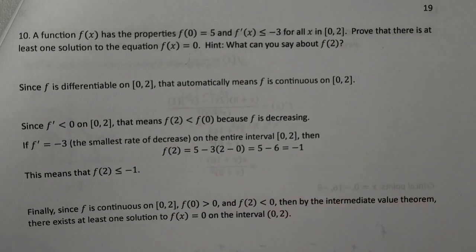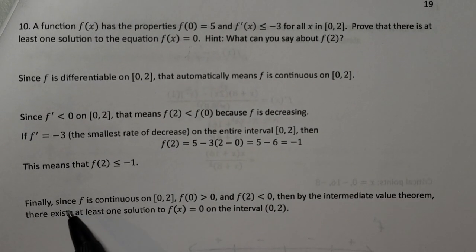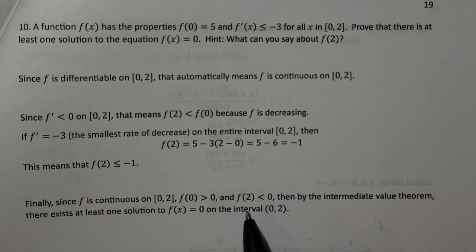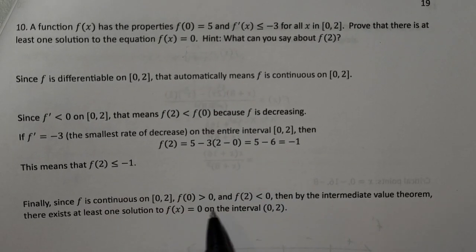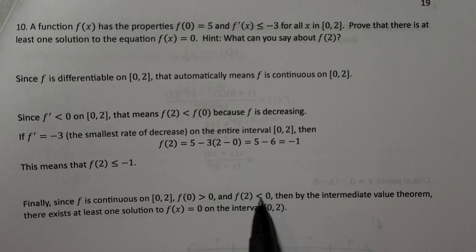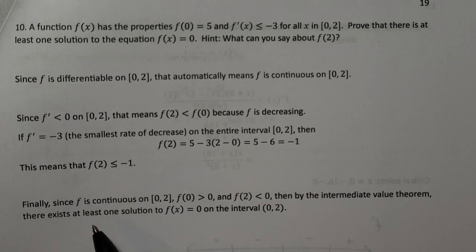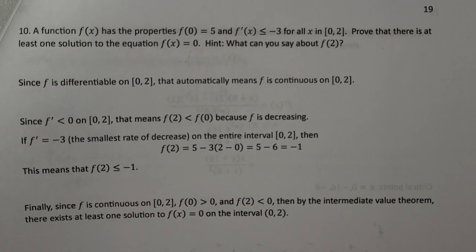Now we can put all the pieces together to use the IVT, intermediate value theorem. That's what I did here. Since f is continuous on 0 to 2, f of 0 is greater than 0, given, and f of 2 is negative, then by the intermediate value theorem, there exists at least one solution to f of x equals 0 on the closed interval 0 to 2. That's how I thought to solve this problem.